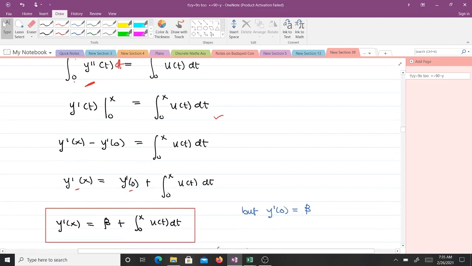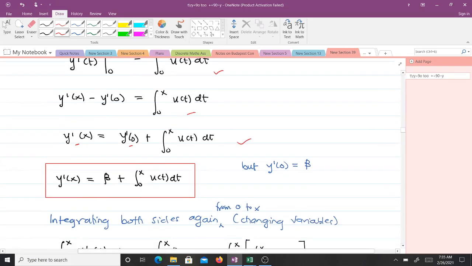And when you put in our limit of integration, you are going to get y prime of x minus y prime of 0 equals the right hand side. When you make y prime of x the subject, we will get this. But note that y prime of 0 is beta. This was an initial condition in the question. So making that substitution, we will get y prime of x will be equal to beta plus the integral from 0 to x u of t dt. So that's an expression for y prime.